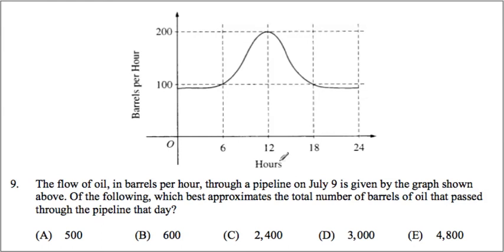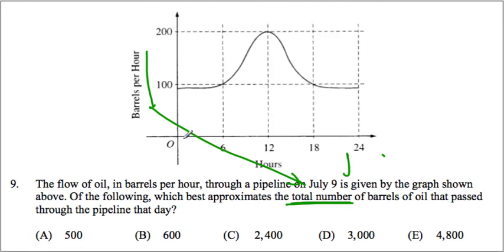Alright, let's look at number 9. The flow of the oil is given in this way. Of the following, which best approximates the total number of barrels of oil passed through the pipeline on that day? Meaning we are looking at barrels per hour. This talks about the rate, and we are actually talking about the total number. That means from here to here, we are looking at integration. But integration of this function is best approximated by finding the area under this shape.